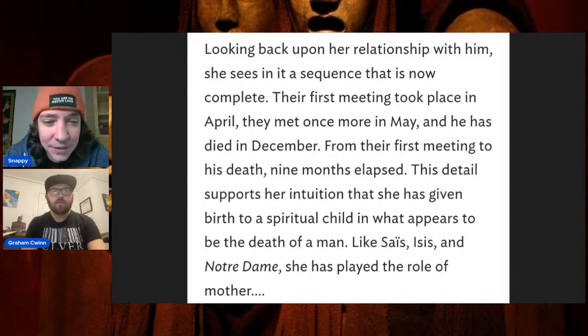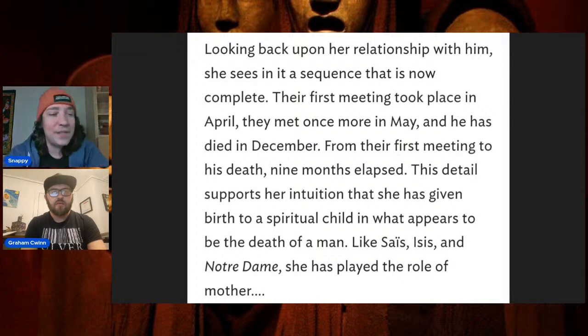Looking back upon her relationship with him, she sees in it a sequence that is now complete. The first meeting took place in April. They met once more in May, and he has died in December. From their first meeting to his death, 9 months elapsed. This detail supports her intuition that she has given birth to a spiritual child and what appears to be the death of a man. Right?